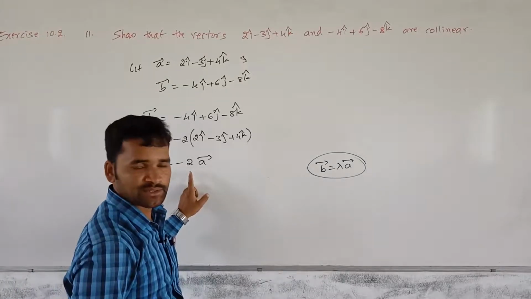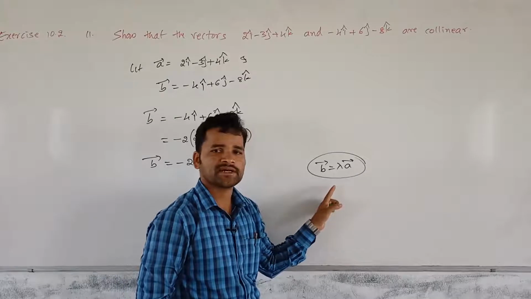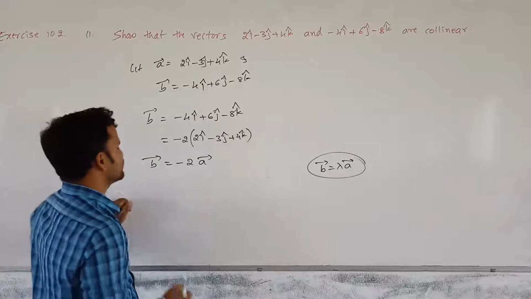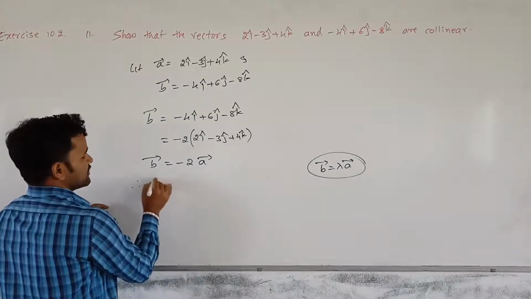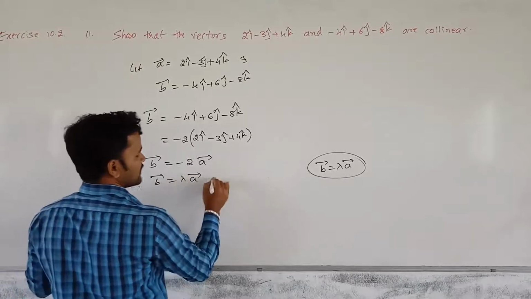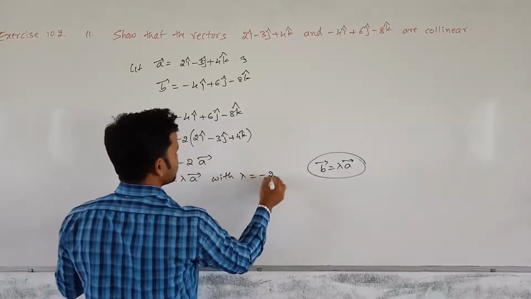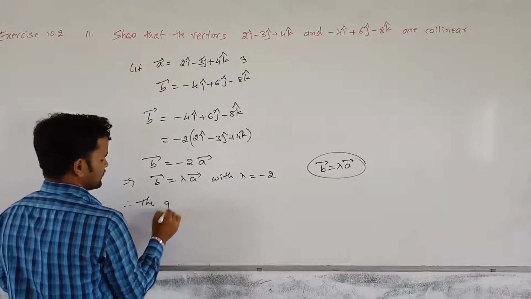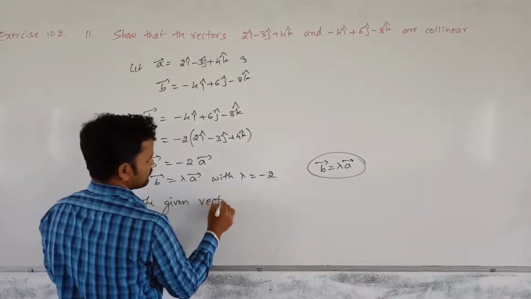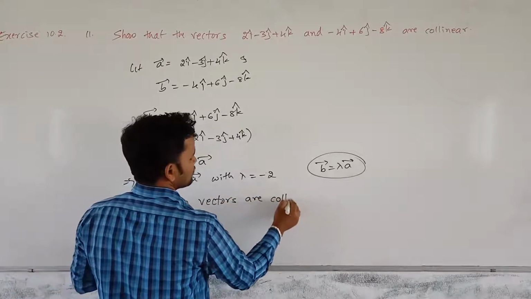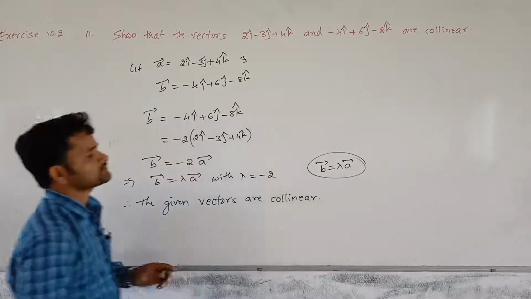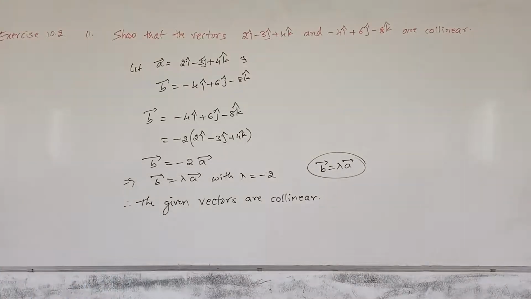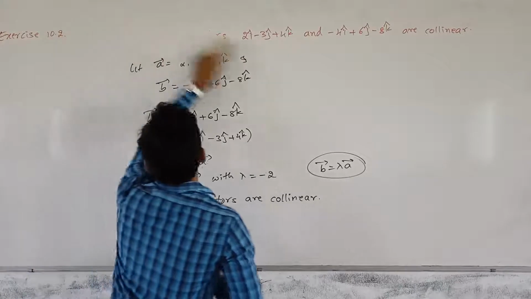Yes, these two vectors are collinear, where lambda can be any real number. Here lambda value is minus 2. That's all. Therefore, B is equal to lambda A with lambda equal to minus 2. Therefore, the given vectors are collinear. This is question number 11.